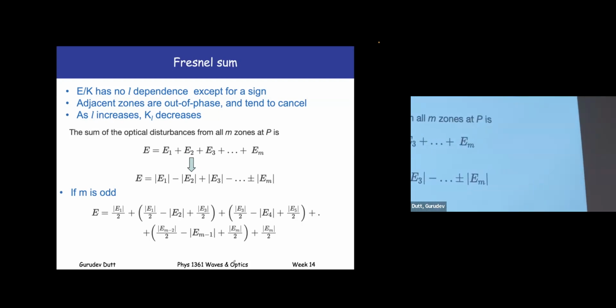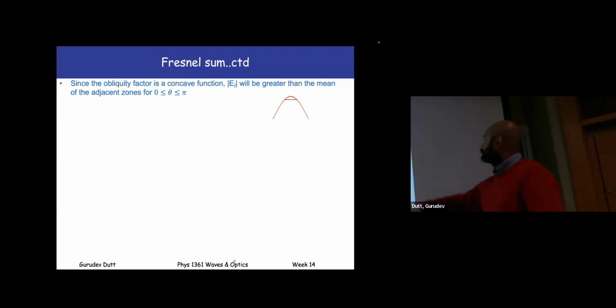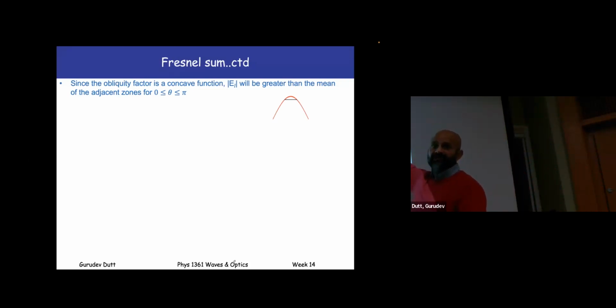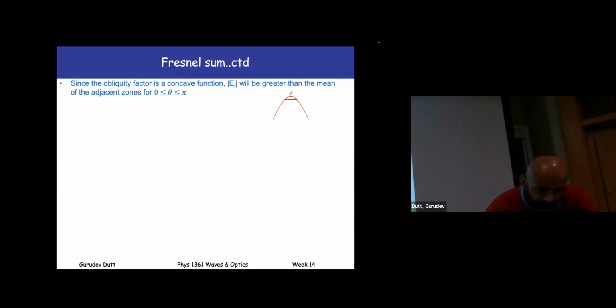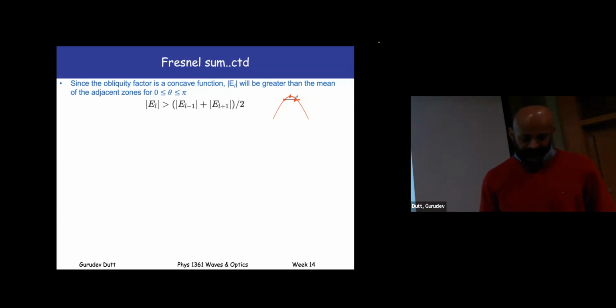Well, the obliquity factor is a concave function. What do I mean by a concave function? It looks like this. If we plotted one half of 1 plus cosine theta between 0 and pi, it'll look like this. That's actually what I did. For a concave function, the very definition is that a point over here, for example, is always going to be greater than the mean of the adjacent points, that is, greater than the chord that joins those two points. So EL must always be greater than EL minus 1 plus EL plus 1, divided by 2. This is the mathematical definition of a concave function.